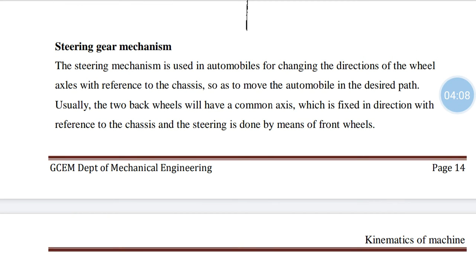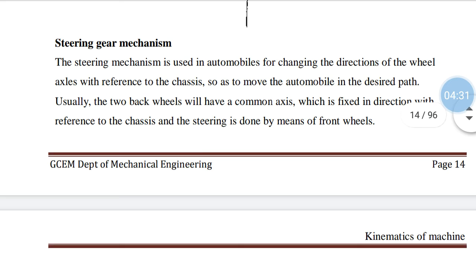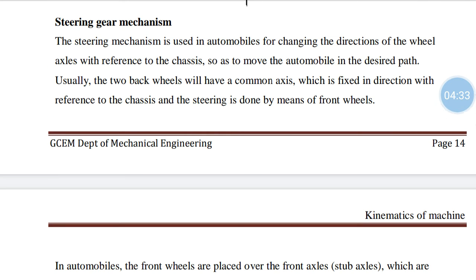The steering mechanism is used in automobiles for changing the directions of the wheel axles with respect to the chassis, so as to move the automobile in the desired path. Usually the two back wheels are on a common axle. The back wheels do not have any stub axles. It is a common axle, which is fixed in one direction.